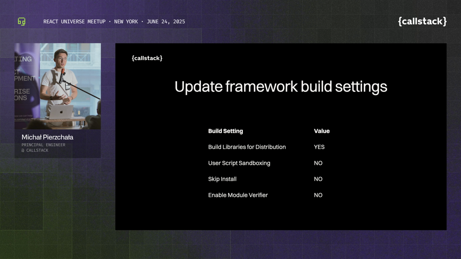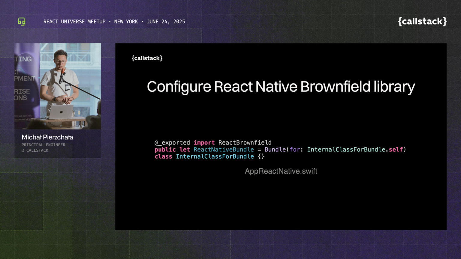Another one-time thing is configuring the React Native Brownfield library, which is essentially those 3 lines of code which you can put in your React Native project.